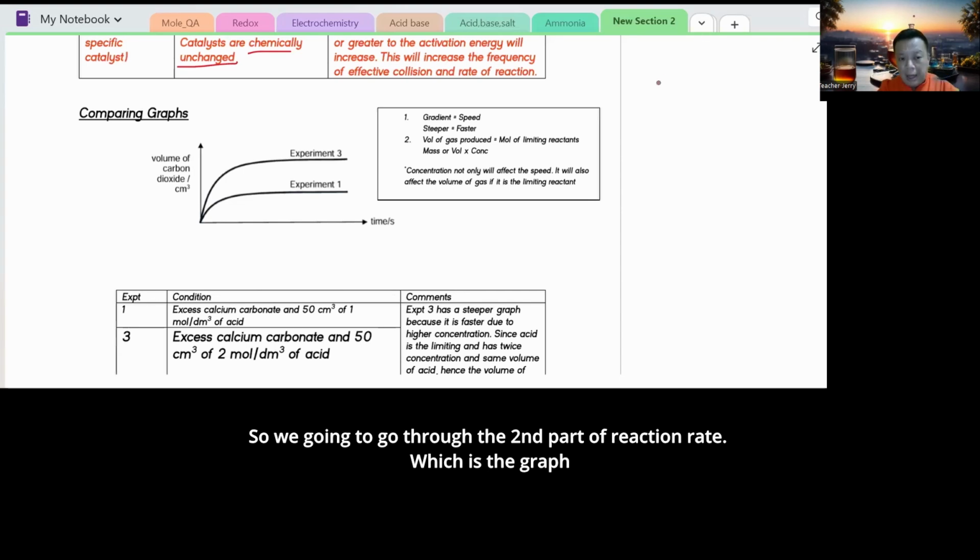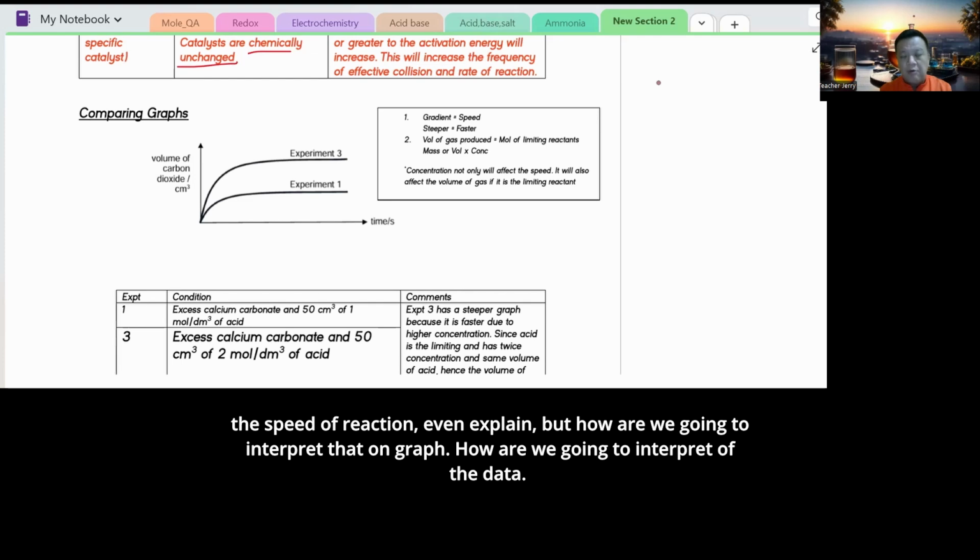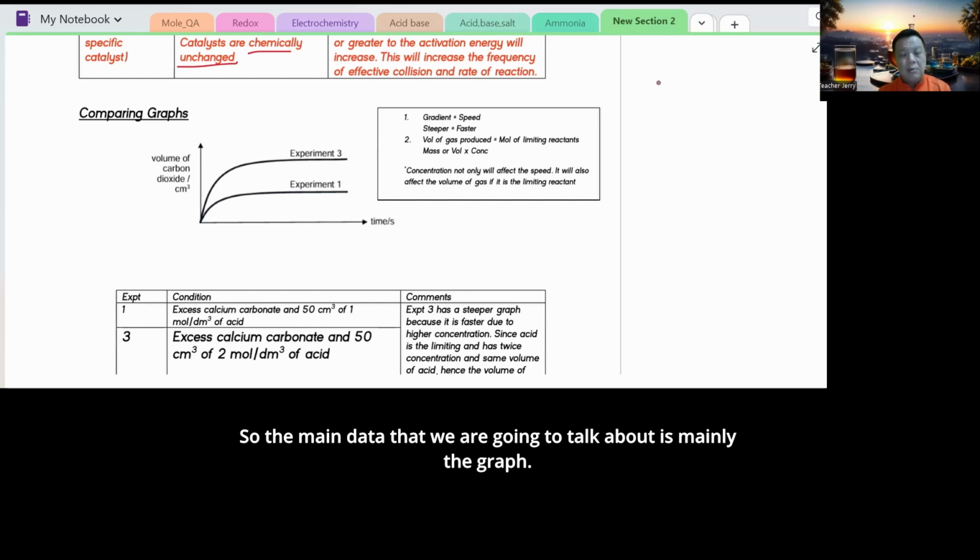So we're going to go through the second part of the reaction rate, which is the graph, right? Because the second objective is that after you understand how the factors affect the speed of reaction, you are able to explain it. But how are we going to interpret that onto a graph? How are we going to interpret the data? So the main data that we are talking about is mainly the graph.